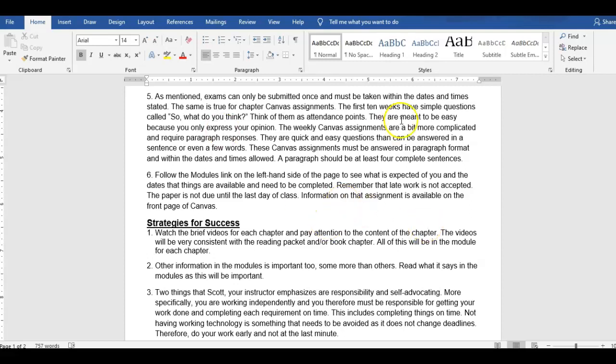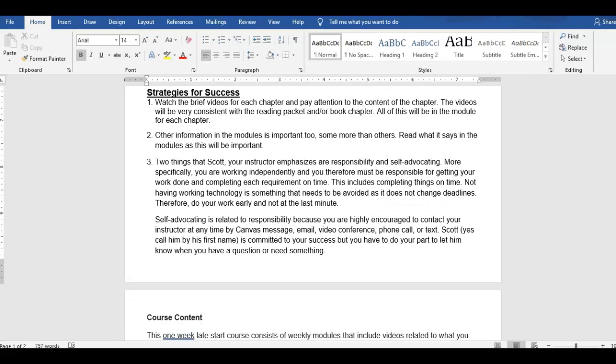Strategies for the modules, we talked about that already. No late work is accepted, so make sure you're keeping up each week. Strategies for success. Watch the videos each chapter. Pay attention to the content of the chapter. Compare it to what's in the book or the reading packet the first few weeks of class. There's other information in those modules that you will find to be important as well, so just keep up with it.